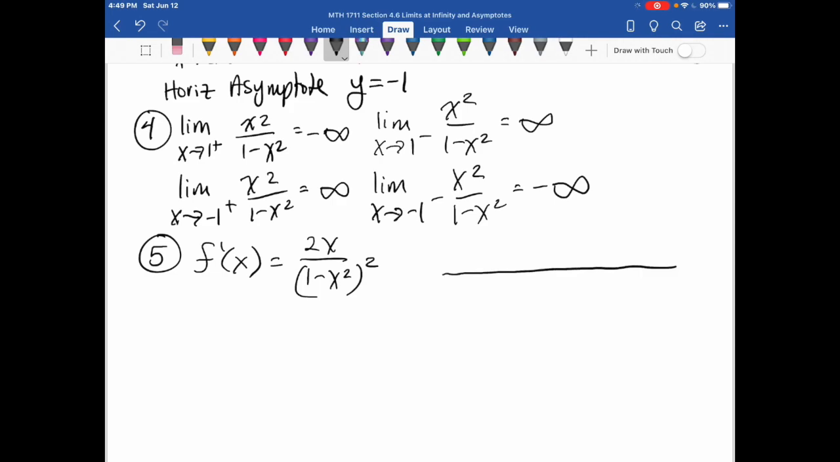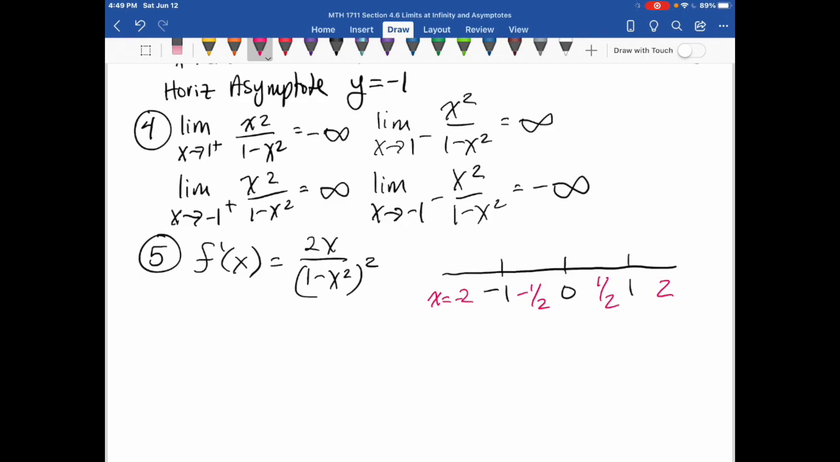So when I set up my sign chart, if I look where it's undefined, I'm going to have plus or minus 1. If I look to see where it's 0, if I plug in 0 for x, that would give me 0 for the derivative. So 0 is also a critical value. So those are the values that I'm going to plug in on my sign chart. Now for my test points, I'll pick -2 on that interval, let's say -0.5 on that interval, let's say +0.5 and then +2.